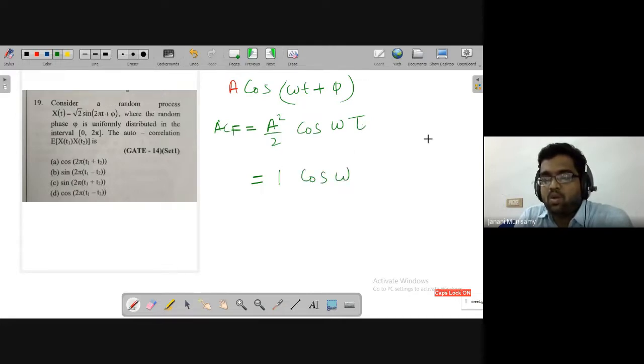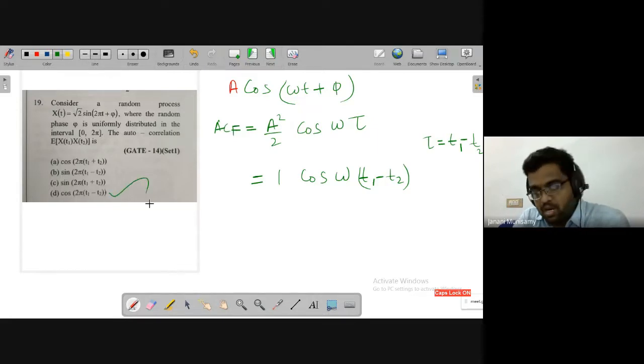I have already told you tau always means the time difference, t1 minus t2, or it may be t2 minus t1. So instead of tau, I have to put t1 minus t2. So finally the answer is cos of 2 pi (t1 minus t2). Option D is the answer.